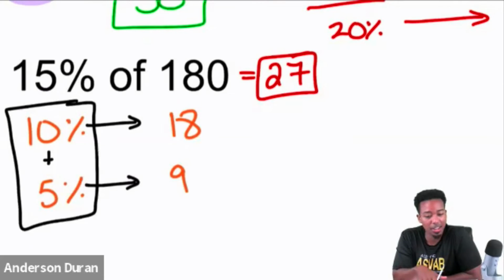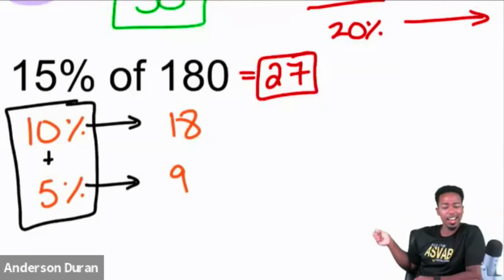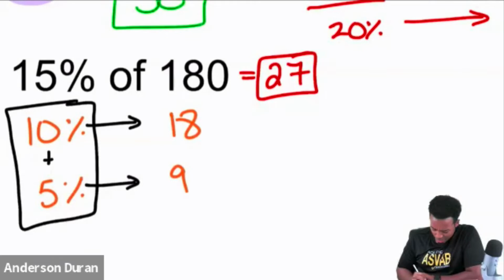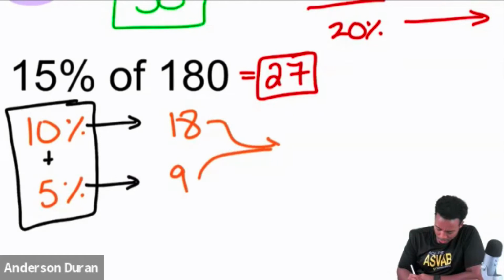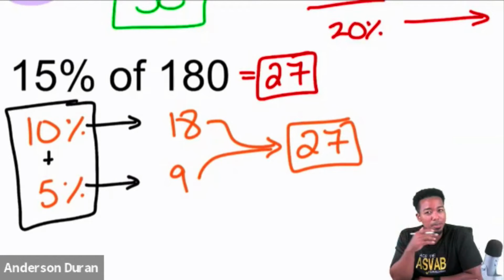That's just going to be 9, right? Yeah. So when you think about it, if I add the 10% and 5%, or the 18 and the 9, isn't 18 plus 9 going to be 27? And I'm just using mental math here.